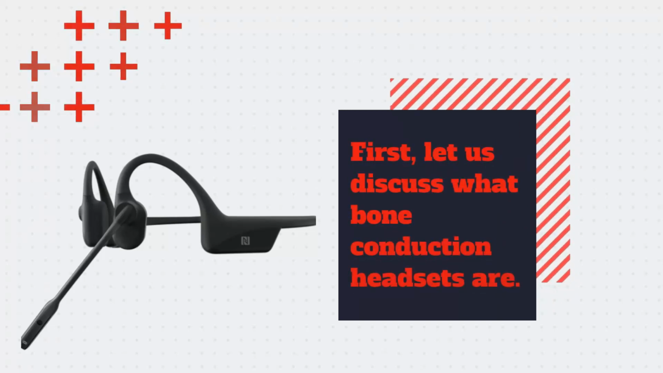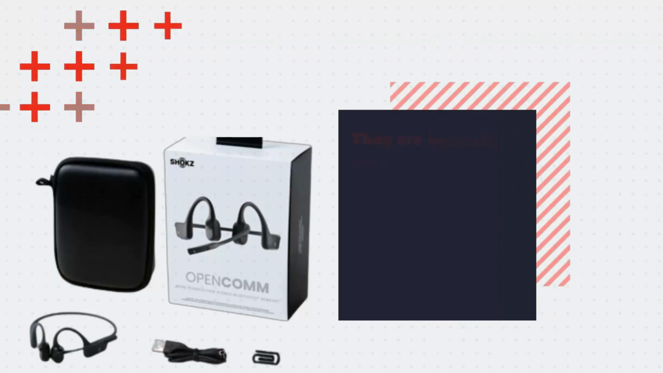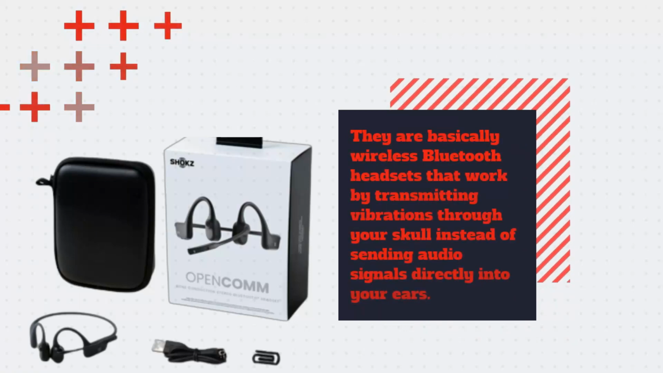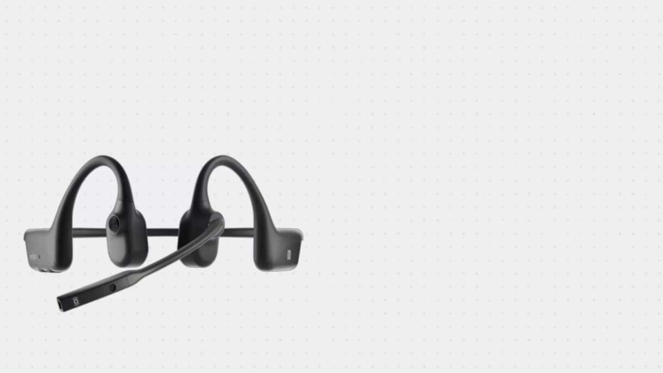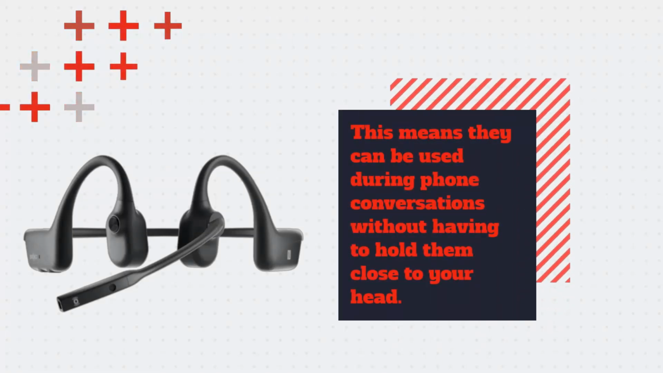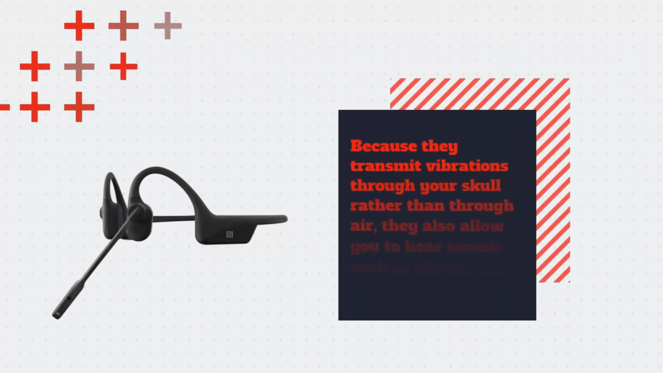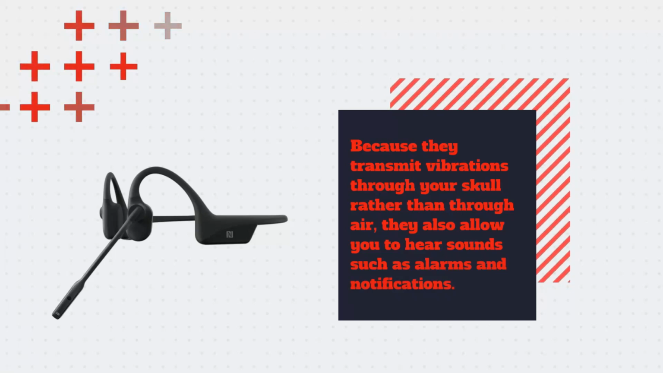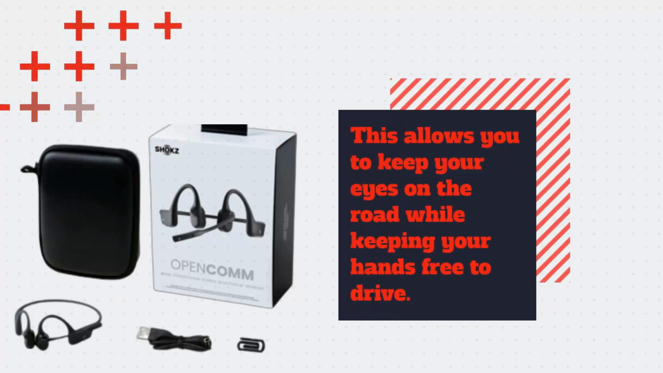First, let us discuss what bone conduction headsets are. They are basically wireless Bluetooth headsets that work by transmitting vibrations through your skull instead of sending audio signals directly into your ears. This means they can be used during phone conversations without having to hold them close to your head. Because they transmit vibrations through your skull rather than through air, they also allow you to hear sounds such as alarms and notifications. This allows you to keep your eyes on the road while keeping your hands free to drive.